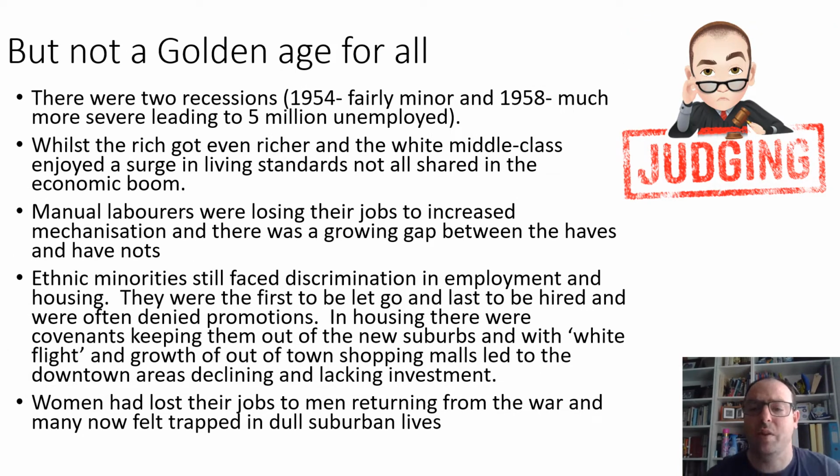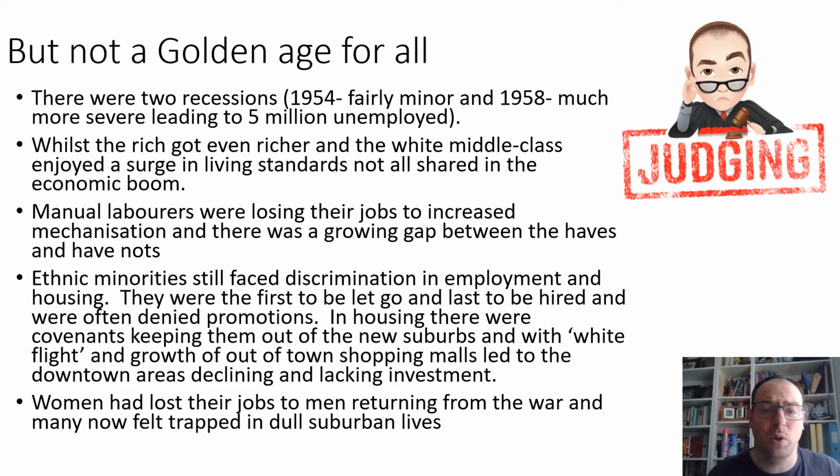It's worth noting, however, that this was not a golden age for all. There were two recessions, one in 54, which was fairly minor, and a much more significant one in 58, which led to 5 million people unemployed. Whilst the rich got even richer, particularly at the very top end of society, because there were all these new things to invest in that boomed. So if you put money into it and it grew, then you made loads and loads of money. So the rich got very, very rich. The middle class grew and experienced a standard of living well beyond what had been seen before for most people. But not all shared in this boom.